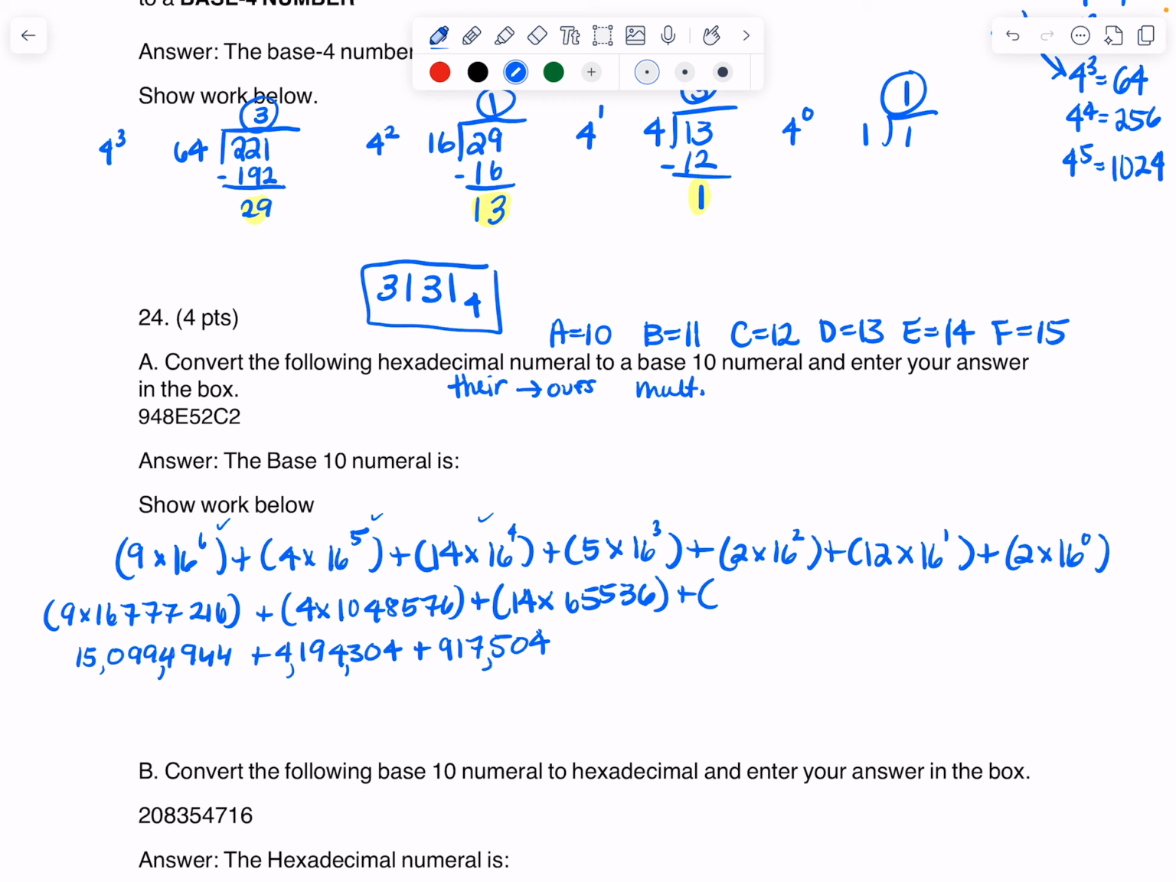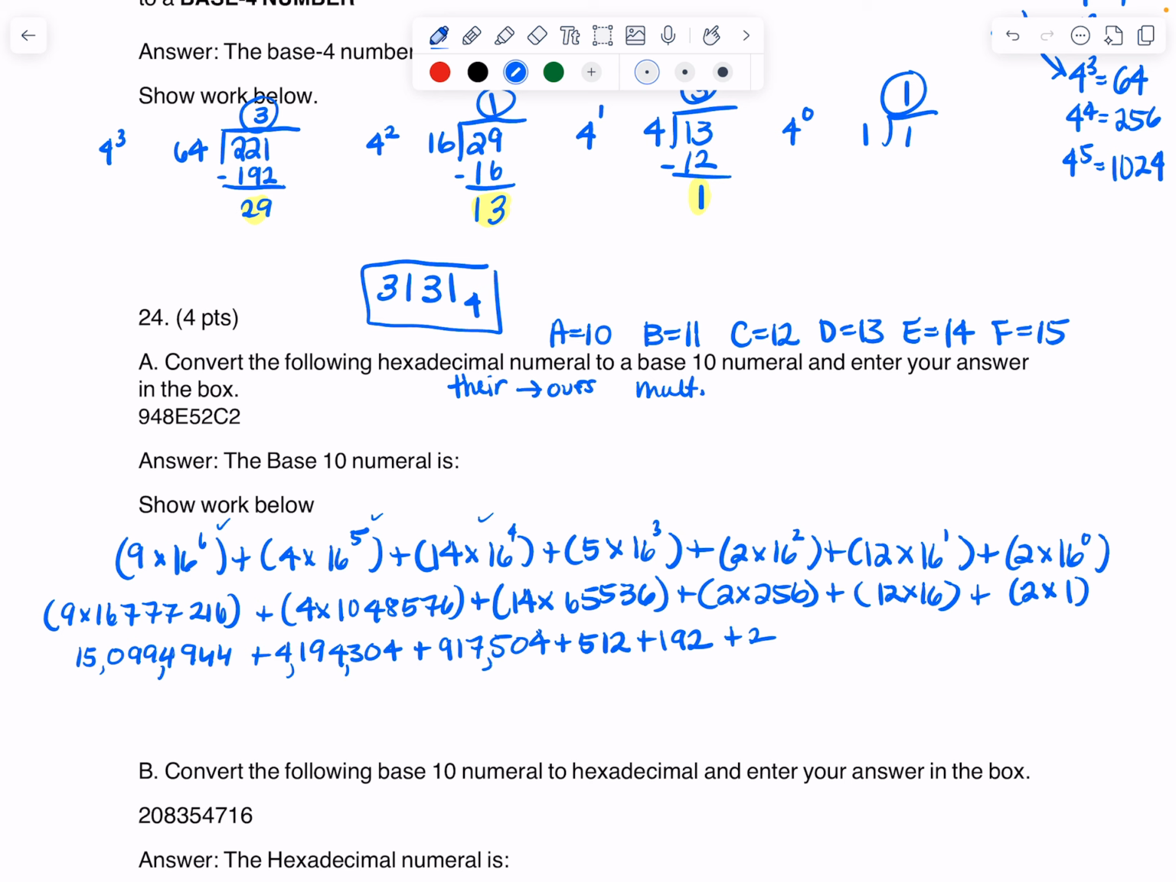Okay, plus. Now 16 squared is 256. So 2 times 256 equals 512. Plus, this becomes 12 times 16 equals 192. Plus 2 times 16 to the 0, which is 1. So plus 2. Okay, so now I'm going to add everybody up.